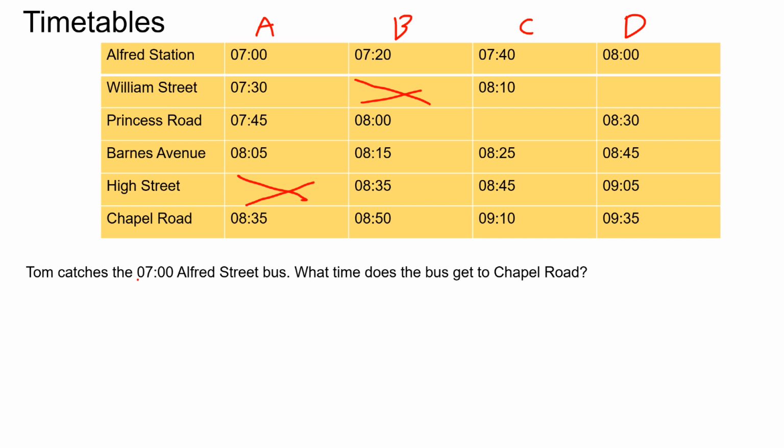So Tom catches the 7 a.m. Alfred Street bus. What time does the bus get to Chapel Road? To work this out, I'm just going to focus on the 7 a.m. Alfred Street bus. So that is this one here. And it gets to Chapel Road. So Chapel Road is this stop here. I can see that it gets there by 8:35. So my first answer there would be 8:35.